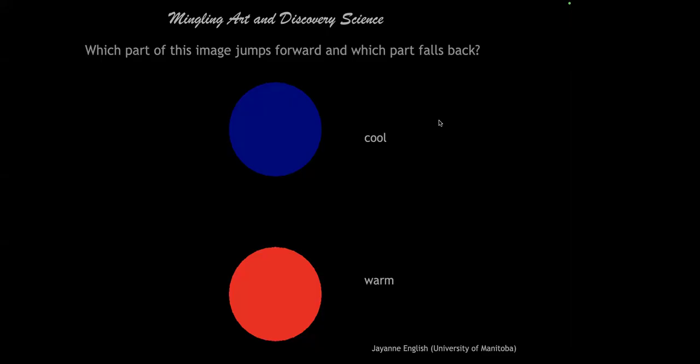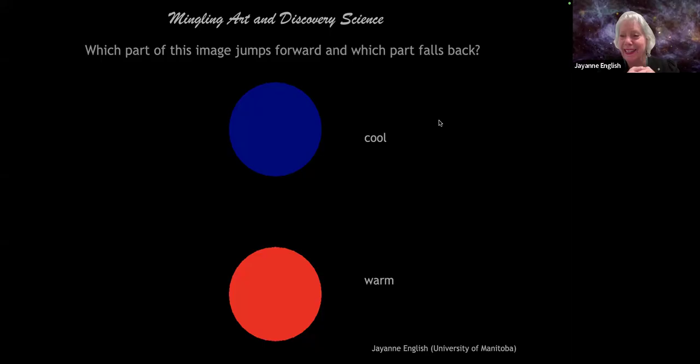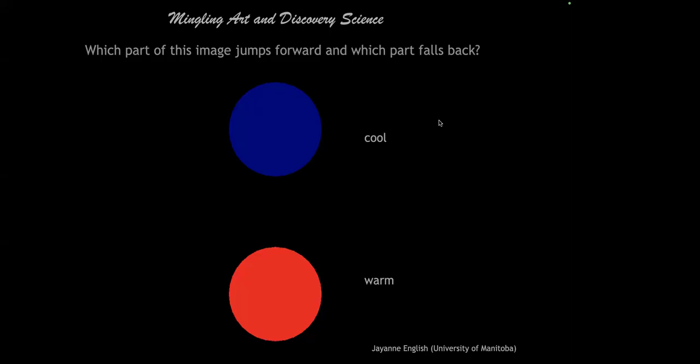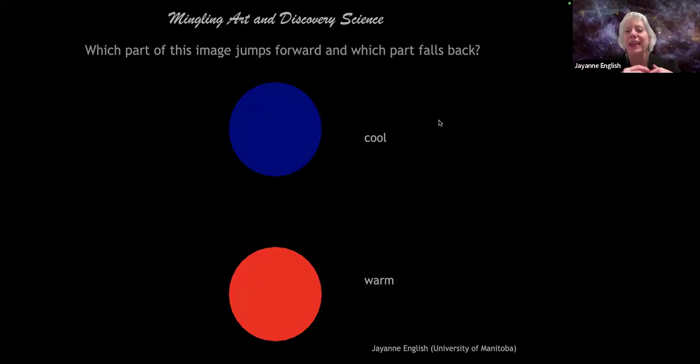Okay. Warm. Which one? The warm one. The warm one, that's right. So the red one pops forward. And in art, we call any color that approaches warm, and any color that recedes, cool. And of course, we all know temperature-wise with the black body curve that it's the opposite in physics, which is interesting.